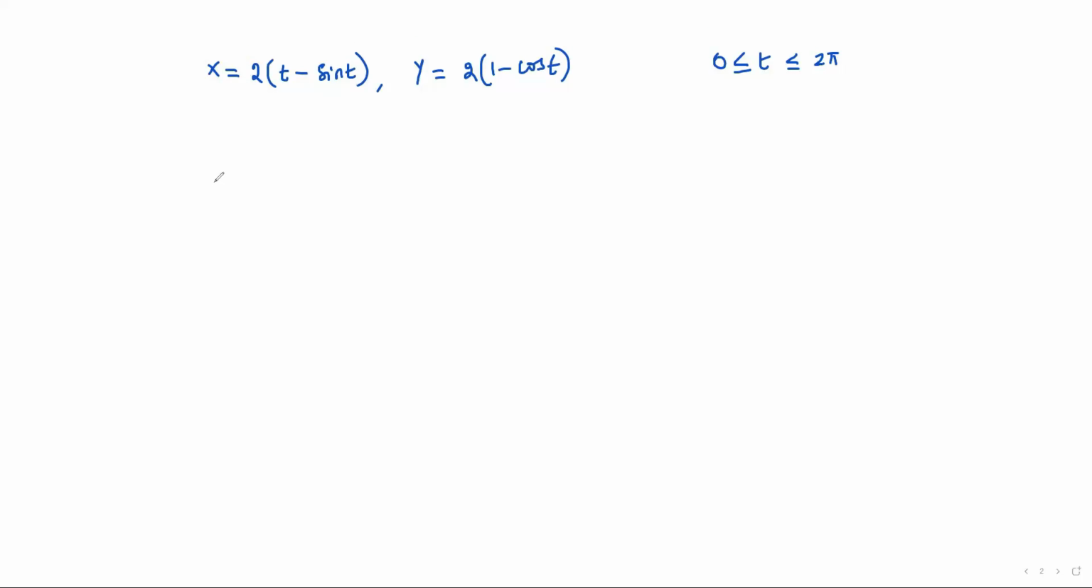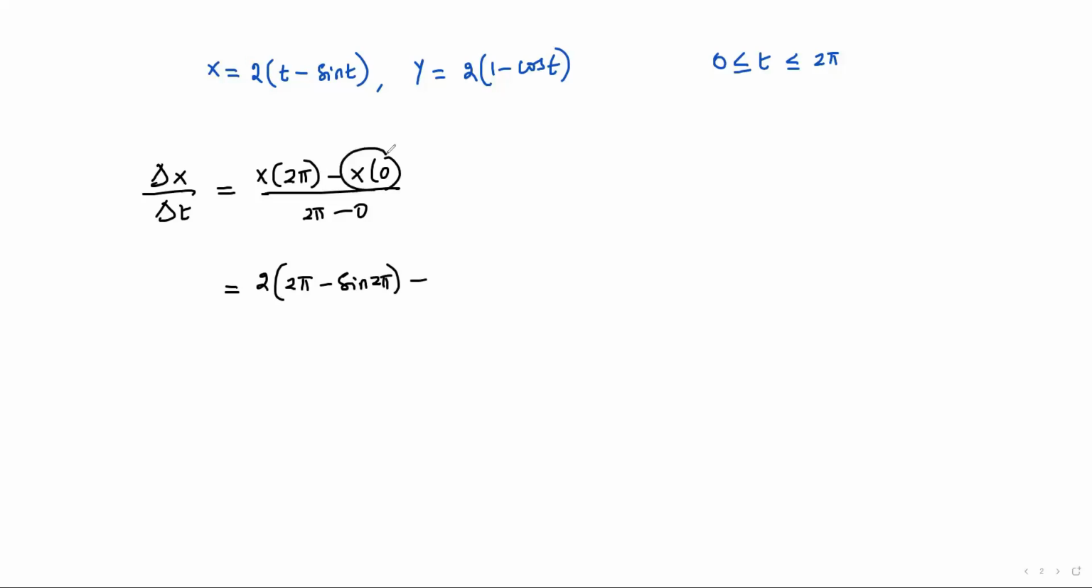Okay, now let's find the average rate of change for x of t, that is delta x over delta t, which is equal to x of 2 pi minus x of 0 over 2 pi minus 0. So x of 2 pi means I have to plug in 2 pi for t in the first parametric equation, that is 2 times 2 pi minus sine 2 pi, minus. And to get the value of x of 0, you have to plug in t equal to 0 into the first parametric equation. So we get 2 times 0 minus sine 0, over 2 pi minus 0, which is just 2 pi.